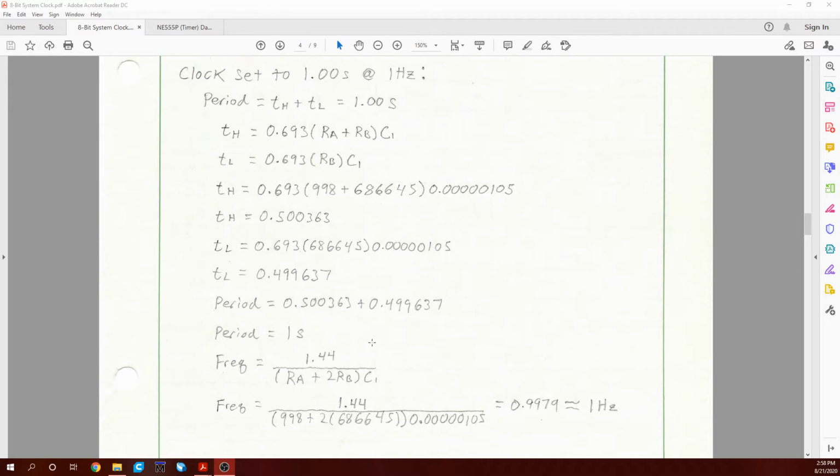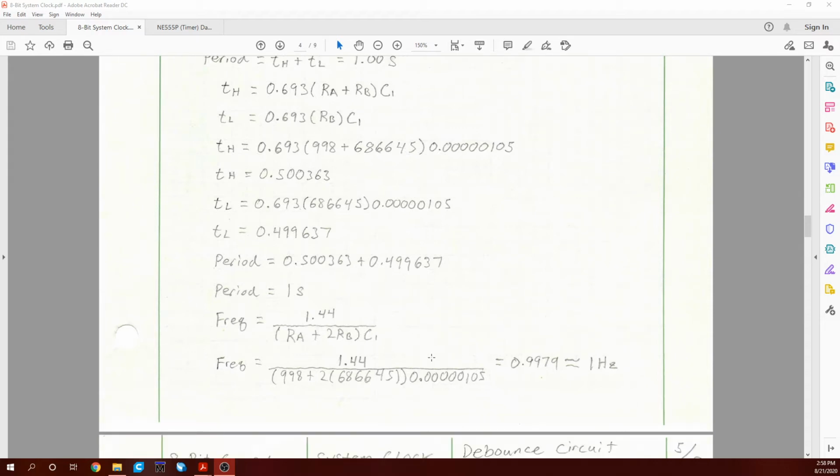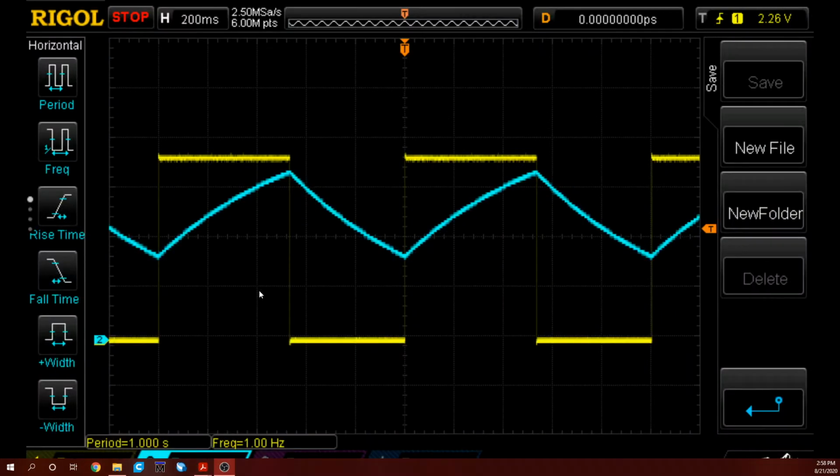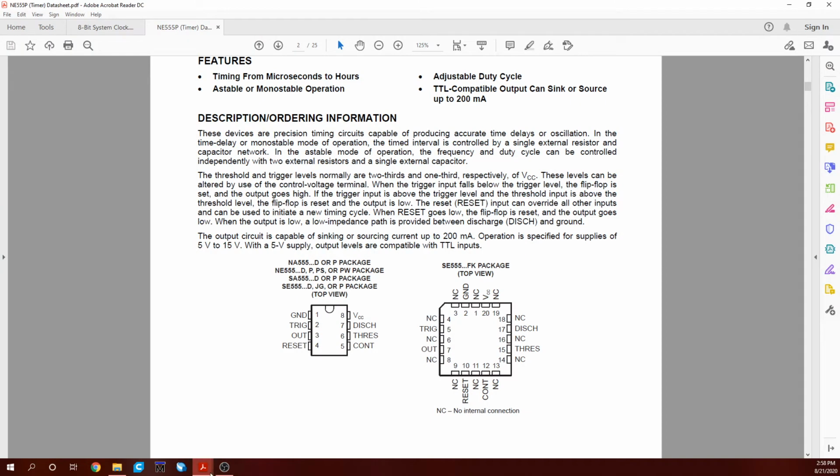But yeah, so then we have another 1.44 for our 555 timer to calculate the frequency. And 2 RB because you have to go through it twice to go high and low. Times your capacitance. Calculate that out and look at that. You're looking at about 1 hertz. And then when you wire it all up, you see that you will have this setup here, and you'll see your capacitor charging and discharging, which is pretty neat.